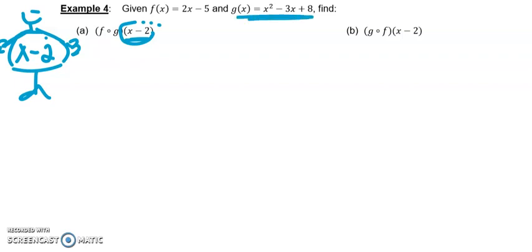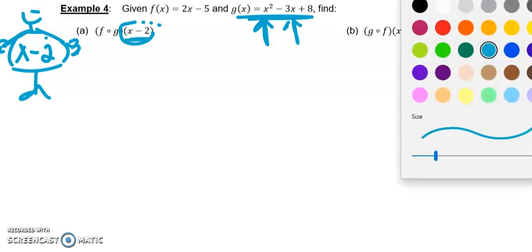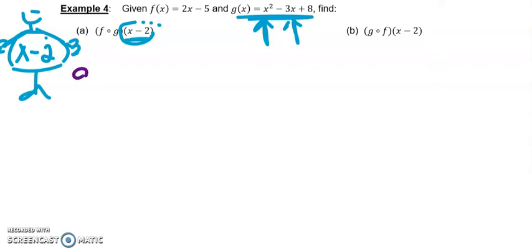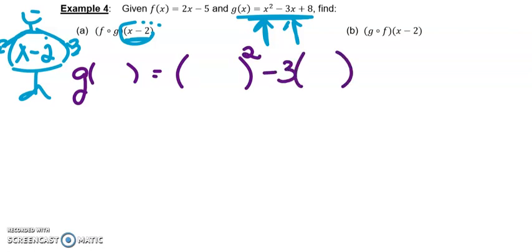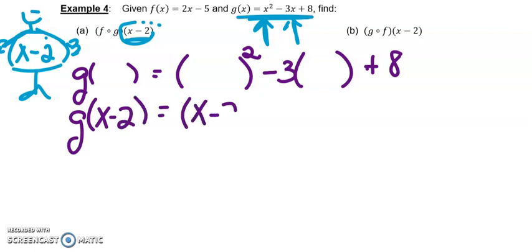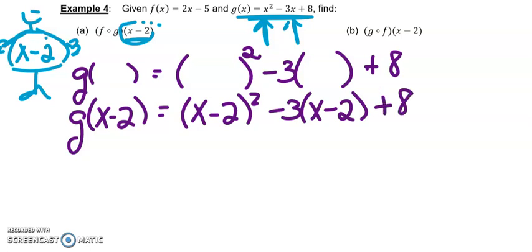Now look at G. G's got an x there and an x there. So when I do this, I'm going to write a new color. When I think about how it looks, I'm plugging in here. I'm plugging in here. Okay? So G of x minus 2 means I'm going to say x minus 2 quantity squared, 3 times x minus 2 plus 8. This one, yeah, it's right. You're right. We're going to expand it out.